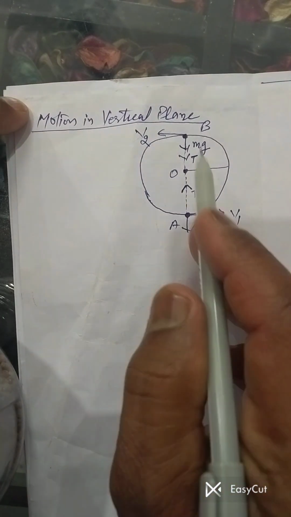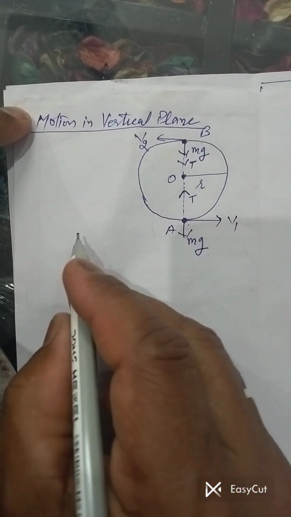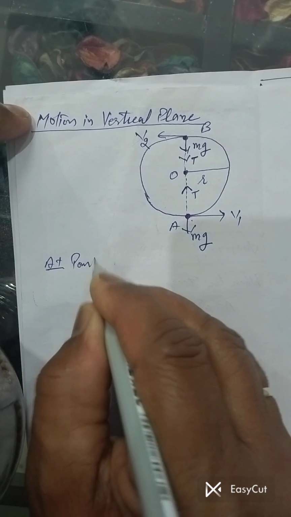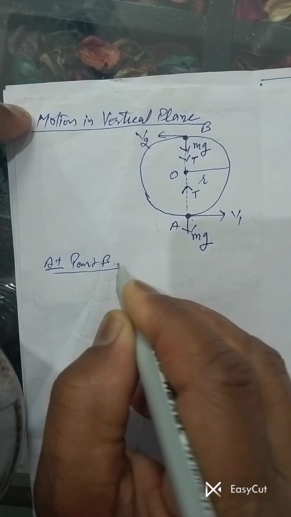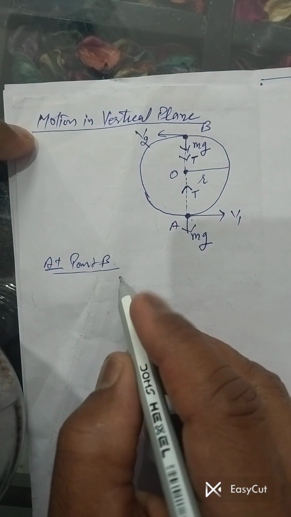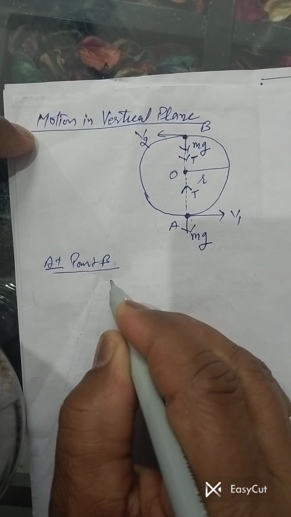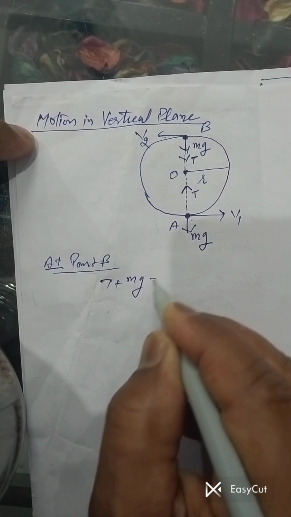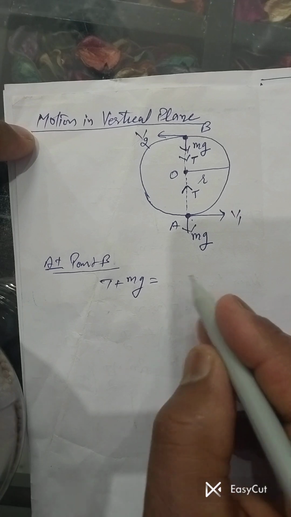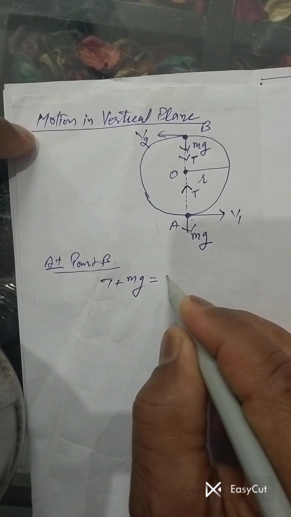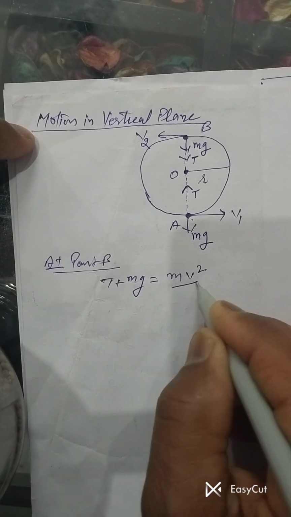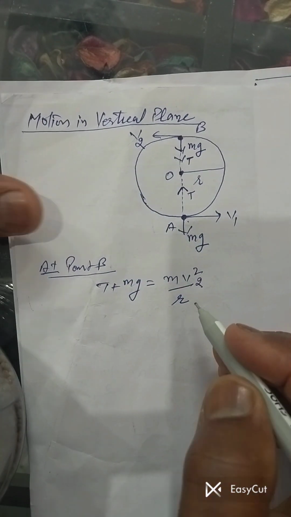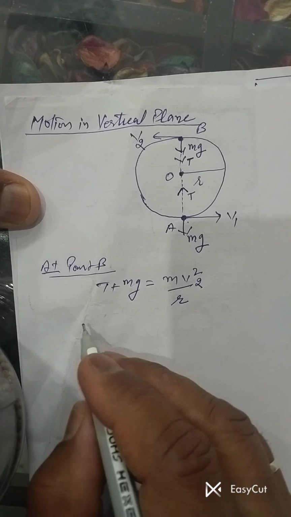So we will find the values of v2 and v1. At point B, we will find the minimum velocity, that is v2. It is clear that the total force towards the center is T plus mg, and this total force will provide the necessary centripetal force, that is mv square upon r, where v is v2.